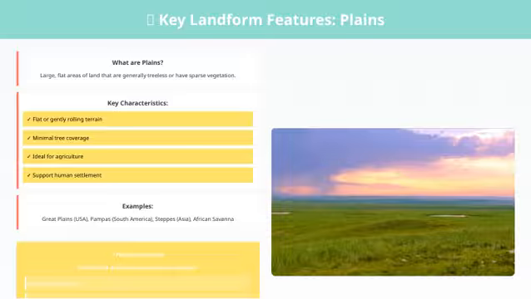Now let's test our understanding with a quick question. What is the primary characteristic of plains? Is it steep mountains, large flat areas of land, deep ocean trenches, or volcanic activity? The correct answer is B, large flat areas of land. Remember, this flatness is what sets plains apart and makes them such crucial regions for agriculture and settlement.